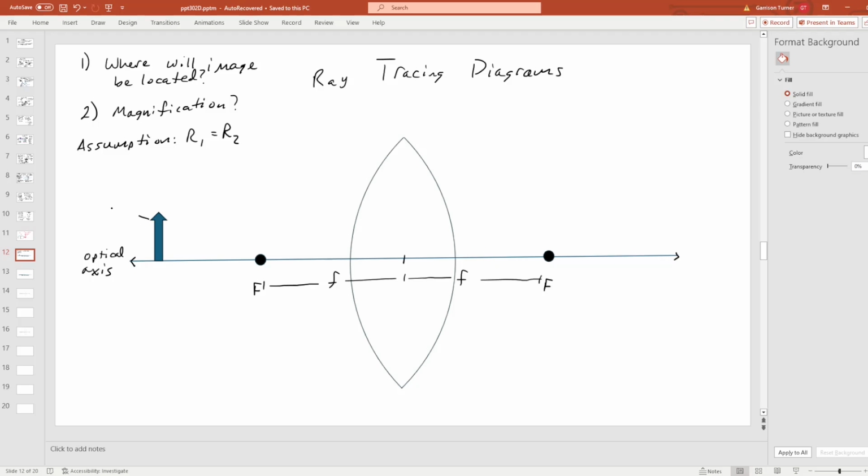Now, suppose I have an object, and we have what we call a converging lens. This is also a convex lens. When the bowl shape is outward, this is a converging lens. And as we'll see, what this means is that it tends to make the light rays converge. That's not always going to be the case, but for an object located at optical infinity, it will converge. That's why this is called a converging lens.